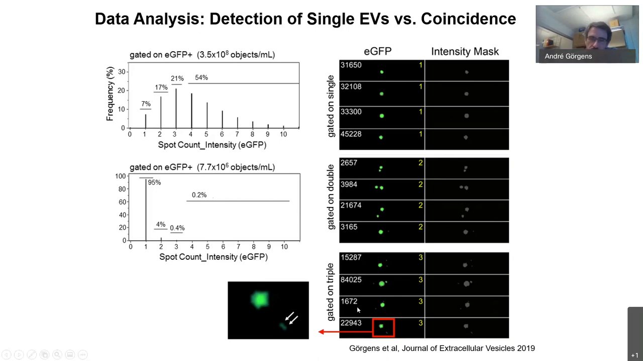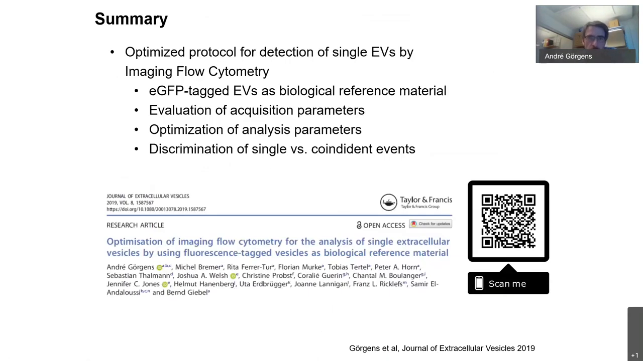So that gives us more confidence, of course, that we are actually analyzing single EVs. To quickly summarize, we looked into many more parameters, like different acquisition parameters, and also assigned some other masking settings to optimize the analysis. Overall, it seemed that the EGFP tagged EVs are quite helpful to learn more about what is possible with the system. Please refer to this publication for some more method optimization.